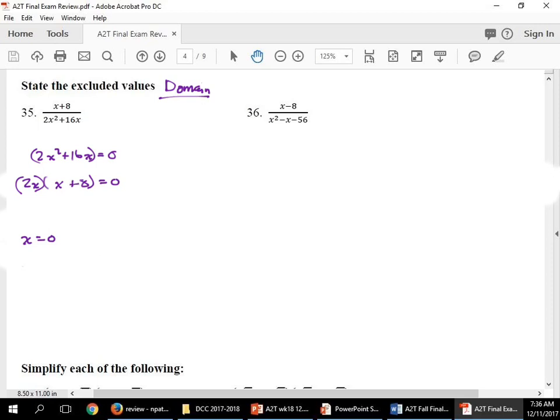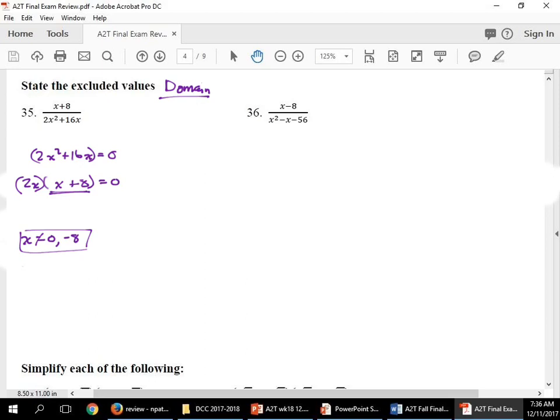Okay, and then I look at my other factor and I say, hey, negative 8 will make that one 0. So I put a negative 8 right there. So 0 and negative 8 would make my denominator equal 0, which means x cannot equal 0 and negative 8. And those are my excluded values.